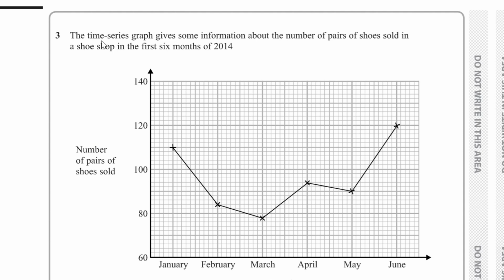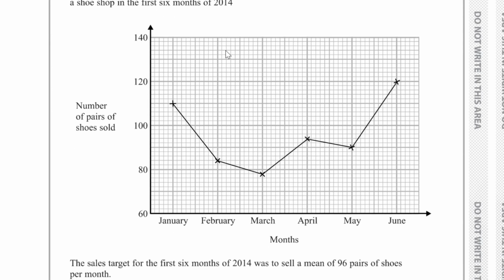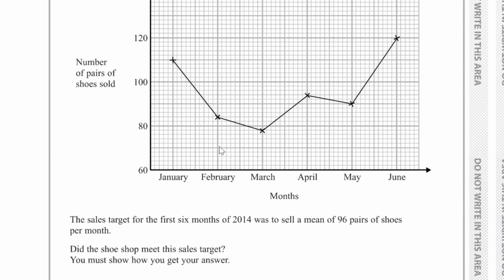Question 3. The time series graph gives some information about the number of pairs of shoes sold in a shoe shop in the first 6 months of 2014. So that's what we see here. The sales target for the first 6 months of 2014 was to sell a mean of 96 pairs of shoes per month. Did the shoe shop meet this sales target? You must show how you get your answer.